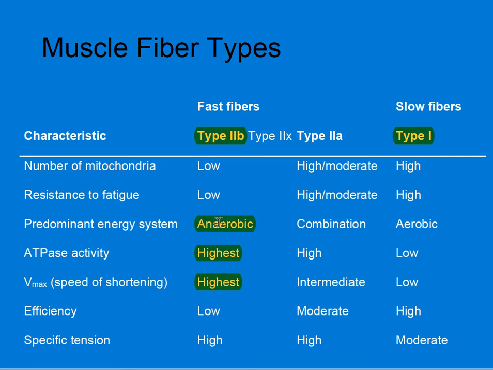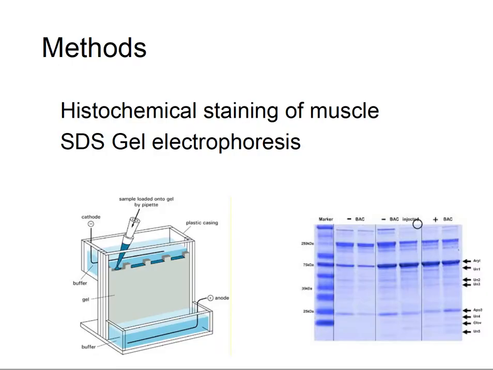On the opposite side of this spectrum of muscle fiber types would be the slowest contracting type 1 fibers. So their speed of shortening would be low, their ATPase activity would be relatively low, yet they're doing a lot of the aerobic energy system. So I typed this up as a table, but you can think about what these fibers need to be doing and then what would be the characteristics of these different muscle fiber types.